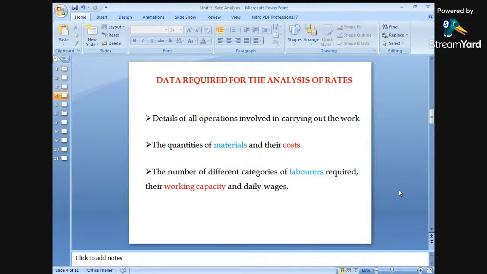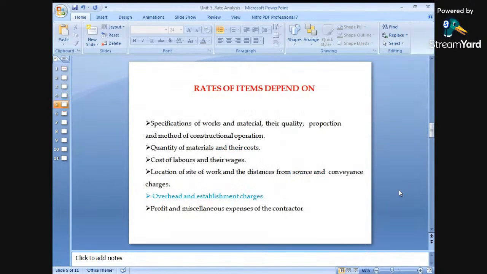Okay? What is the output of a first class mason? What is the output for the laborers? What is the output for the mason, okay? So this output or the working capacity also plays an important role while finding out the cost of any item of work, okay? So working capacity and their daily wages.